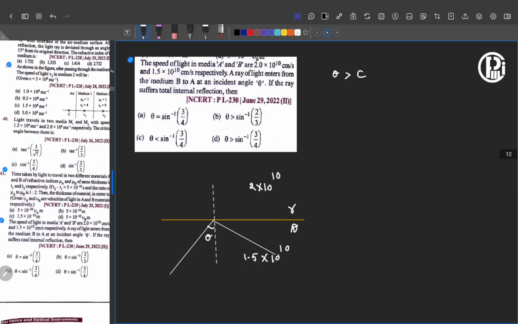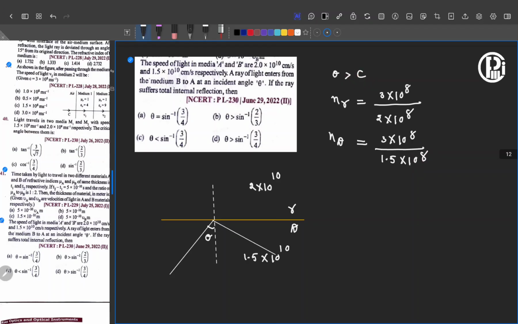We have to find out the refractive indexes, right? What is the refractive index of rarer medium? It is 3 into 10 power 8 by 2 into 10 power 8. And the refractive index of denser medium is again 3 into 10 power 8 by 1.5 into 10 power 8, right?